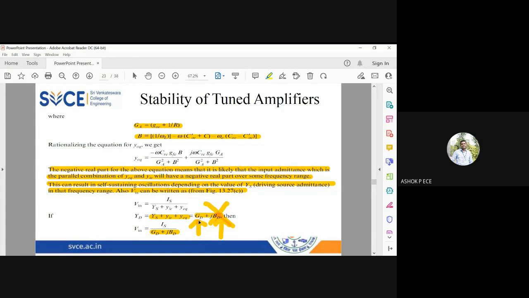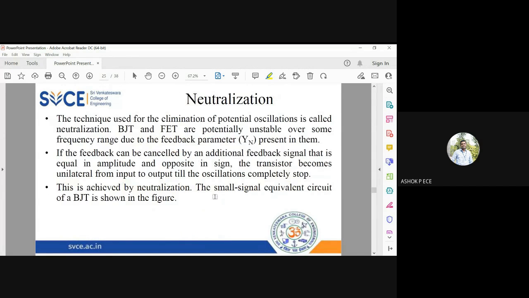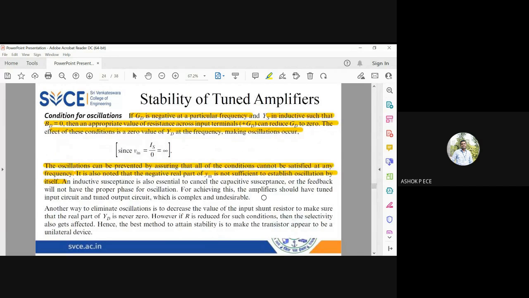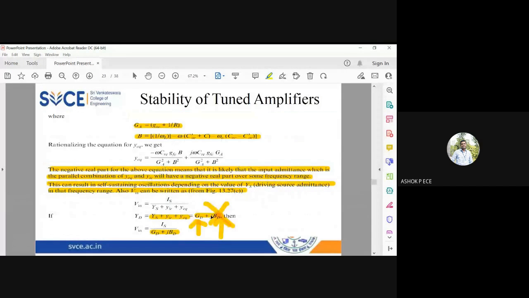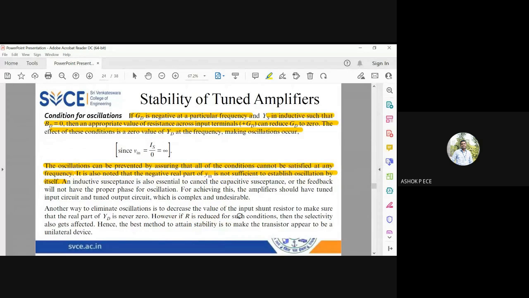So resistance, if you want to make it positive, I have to add more resistance in series. And if I want to cancel this inductive term JBD, I have to add capacitance to my circuit. So two things are going to be possible here. Inductive susceptance is required to cancel the capacitive susceptance because this feedback will provide oscillation.